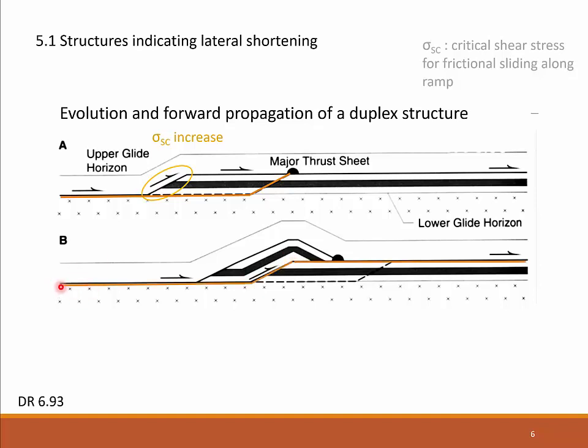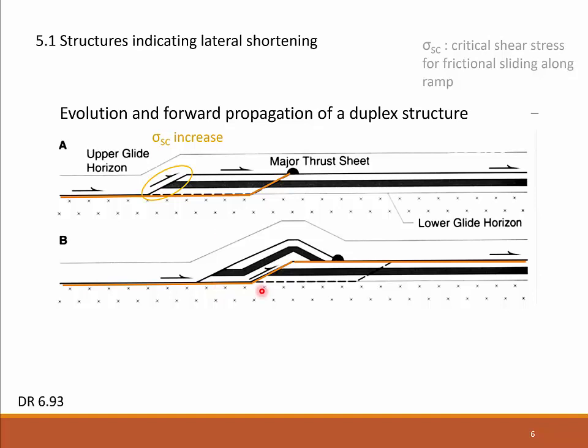Then we have a new glide horizon that no longer makes use of the previous ramp. It makes use of the new ramp, and it ends at the top of the brittle layer, where it then would merge with the upper glide horizon, similar to the stage that we have seen before.